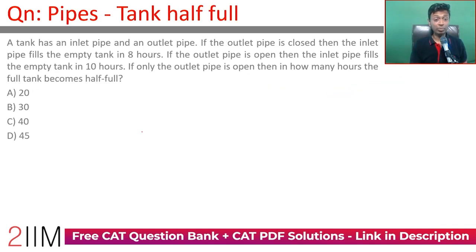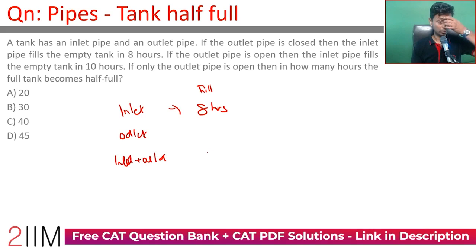A tank has an inlet pipe and an outlet pipe. The outlet pipe is closed. Then the inlet pipe fills the empty tank in 8 hours. If the outlet pipe is open, then the inlet pipe, outlet relieves in some time. Inlet plus outlet, it takes 10 hours. Or in 1 hour, the inlet pipe can fill 1 by 8, but is able to fill only 1 by 10.